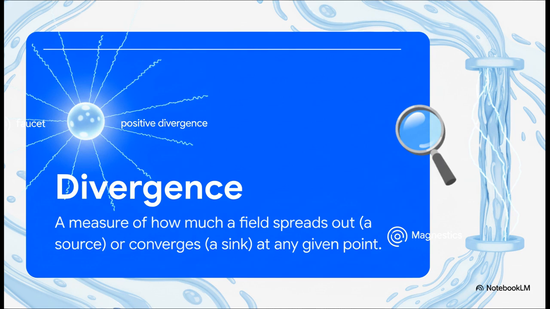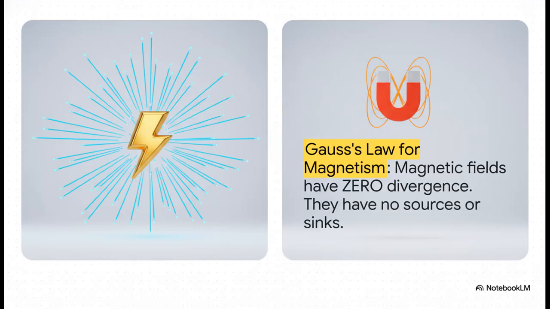Just imagine the fields are like the flow of water. Divergence simply measures if a point is acting like a faucet, with water spreading out, or like a drain, with water converging and going in. So a faucet has positive divergence, and a drain has negative divergence. Simple as that.